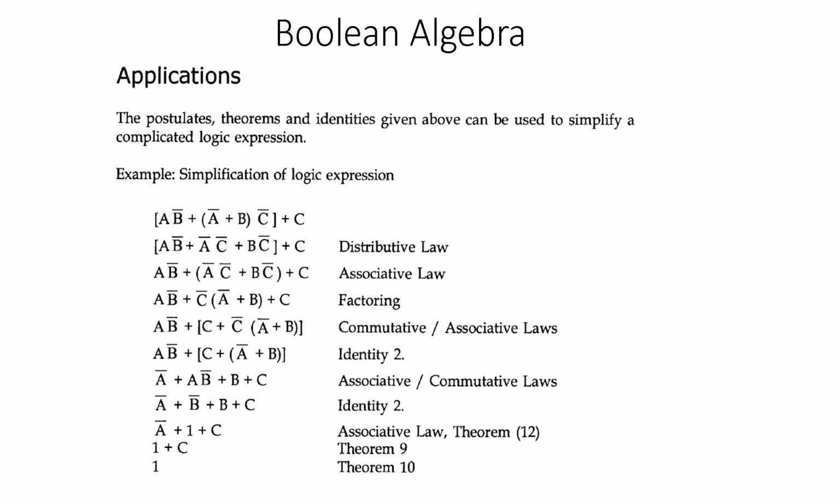So we have here an example. These applications of postulates, theorems and identities can be used in the simplification of a complicated logic expression. Just like this one, this expression here is just equivalent to 1. Applying the different laws, factoring, identities and postulates, you will come up such that this expression is completely equal to 1.